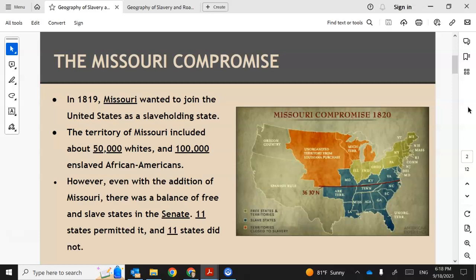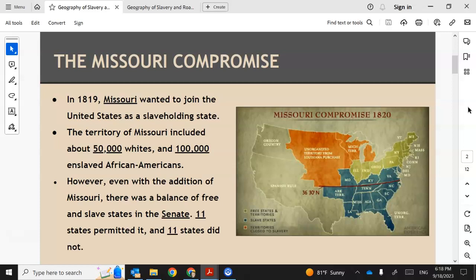So it's supposed to be no states north of the line that are going to have slaves, other than Missouri. No new states, I should say, because Kentucky, Virginia, Maryland, Delaware, they were slaveholding states as well at the time. So it's going to be 11 slave states and 11 free states. And that's supposed to balance it because we don't want the interests of one group overpowering the interests of another group. We want to have compromise.